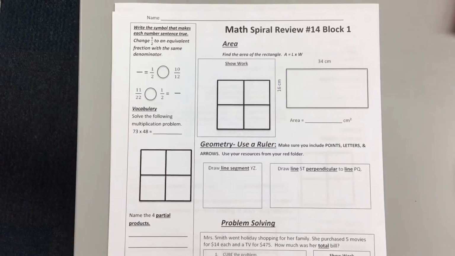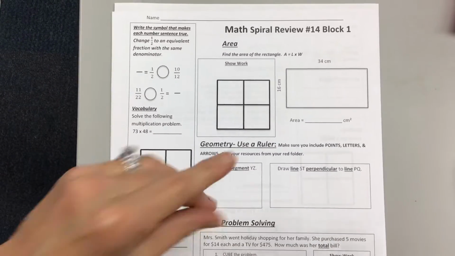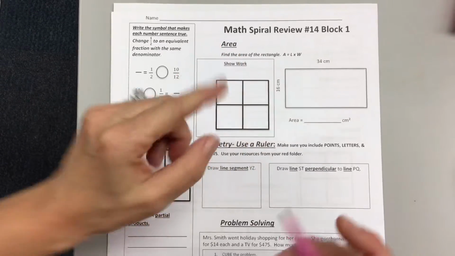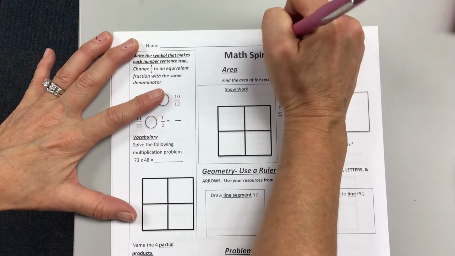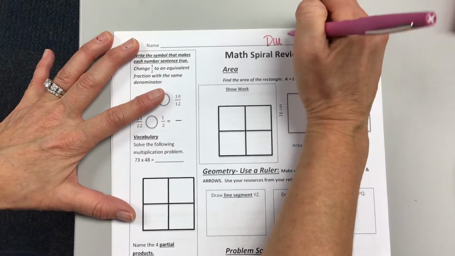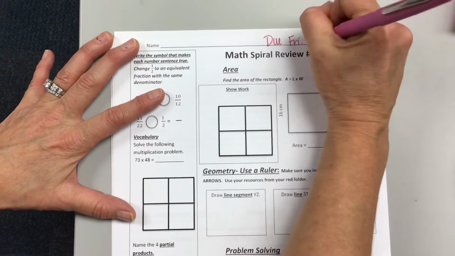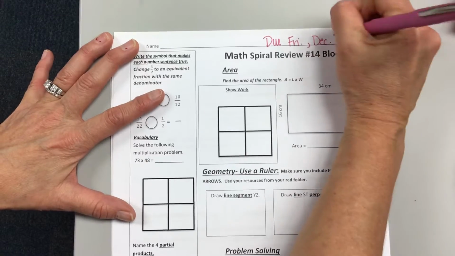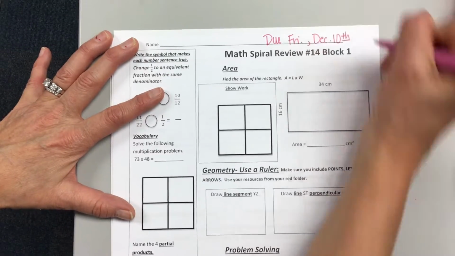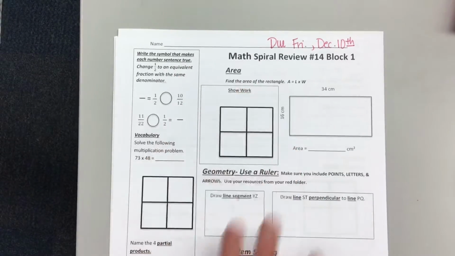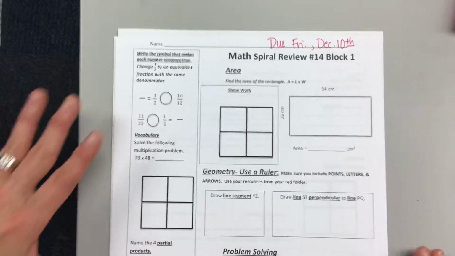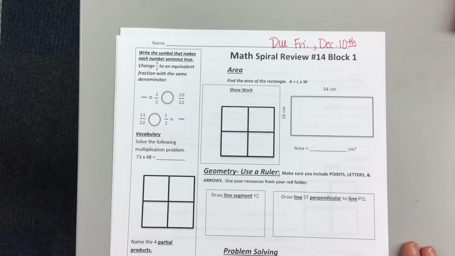Today we're looking at Math Spiral Review 14. This is block 1. And the first thing we want to do is put our name on it, and we want to put that this is due on Friday, December 10th. I do feel this will be our last spiral of this semester. I don't think we'll have a spiral next week, so let's try to finish strong with this one. Okay.